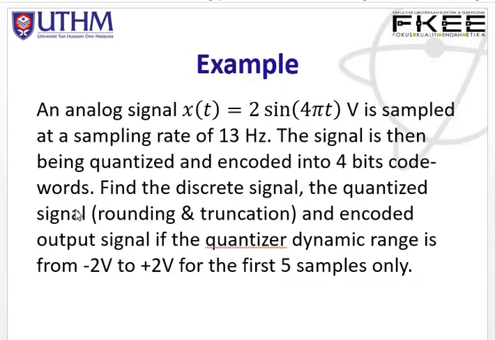Now let's look at the example. An analog signal x(t) equal to 2 sin(4 pi t) volt is sampled at a sampling rate of 13 Hz. The signal is then quantized and encoded into 4-bit code words. Find the discrete signal, the quantized signal with rounding and truncation, and the encoded output signal, if the quantizer dynamic range is from negative 2 volt to positive 2 volt, for the first 5 samples only.